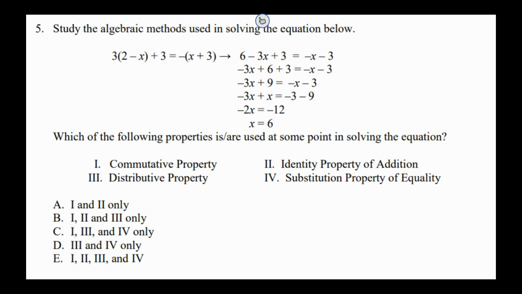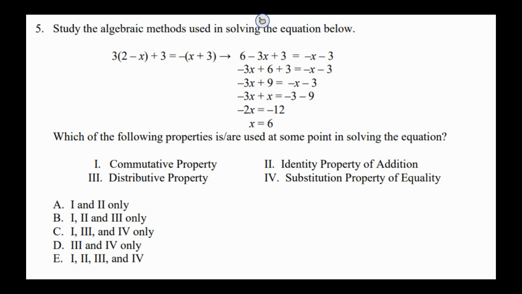And then lastly, I want to know which of the following properties are used at some point in solving the equation. So what did they use for this first step? Which property is that? Distributive property. And then how did they go from here to here? They rearranged, so commutative. Okay, what about here to here? Substitution. All right, that's the new simplify. Then from this step to this one, that's the addition property of equality.